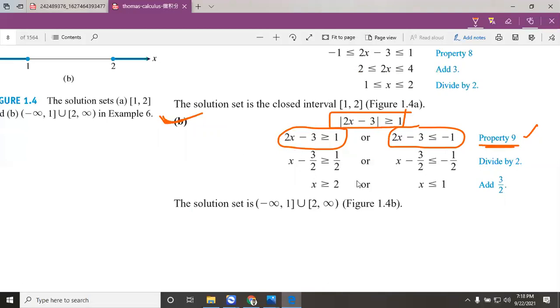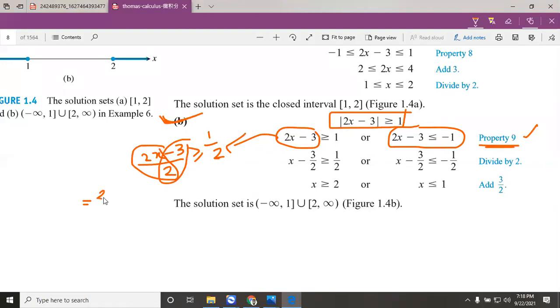Now we just divide this by 2, and this also by 2. Then we get, okay, let me zoom in here. So (2x minus 3) by 2 will be greater than or equal to 1 by 2. We divided this by 2. So now we can write it this way: 2x by 2 minus 3 by 2.